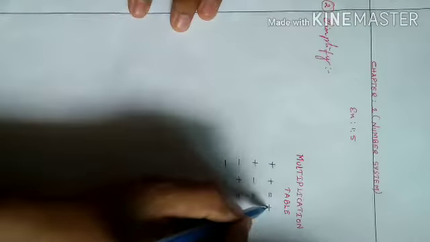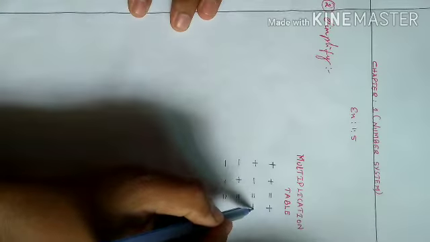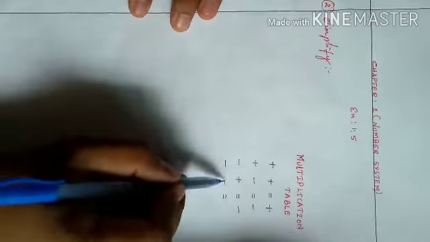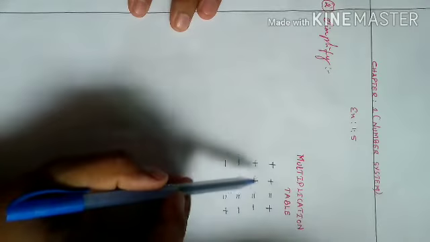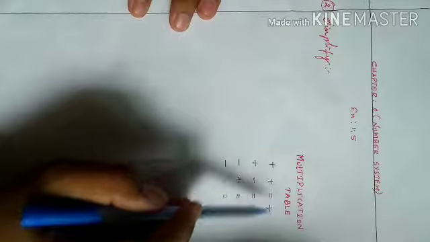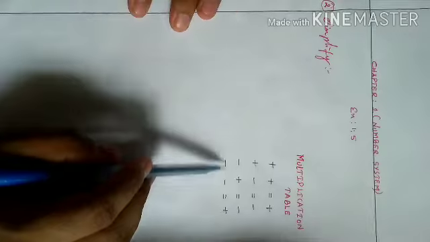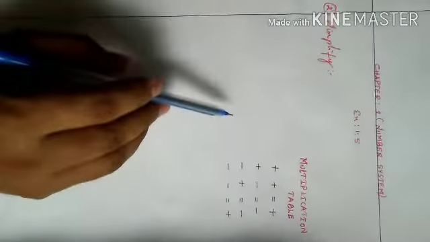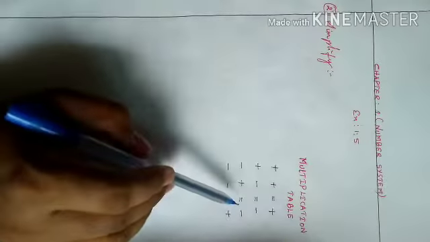Plus into plus, we will get plus. Then plus into minus, so we will get minus. Minus into plus, we will get minus. Then minus into minus, so plus. I will recall once again: plus into plus, plus; plus into minus, minus; minus into plus, minus; minus into minus, plus. Now we are going to do a few simple sums using these four properties.